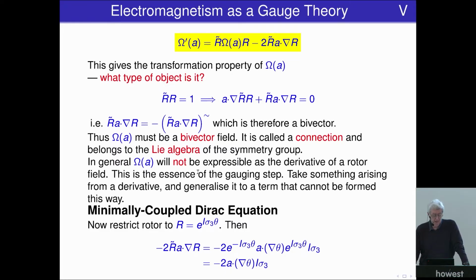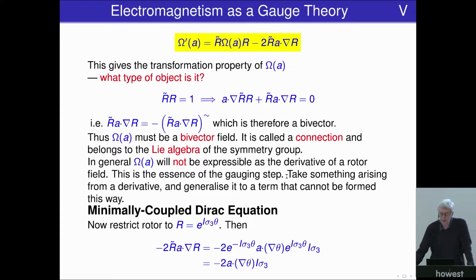And in general, omega of A will not be expressible as a derivative of the rotor, and this is the essence of the gauging step, right? You take something arising from a derivative and generalize it to a term that cannot be formed this way, and we'll have a concrete example of that in a moment. So all of that was for a general rotor R on the right-hand side of the wave function. And in fact, that's just done half of gravity for us. Okay, not just electromagnetism, but half of gravity.